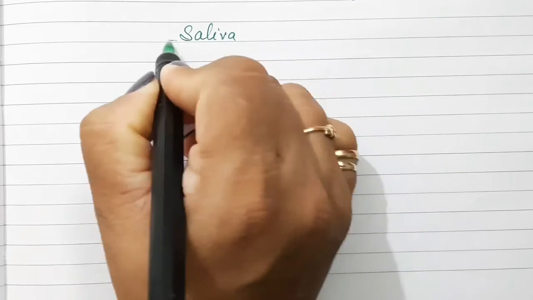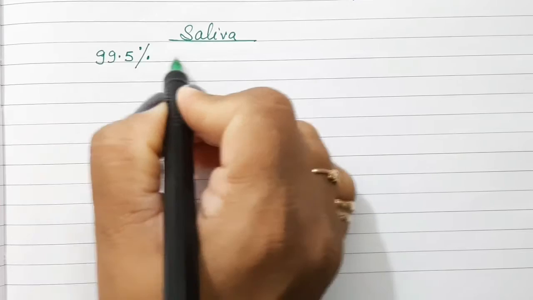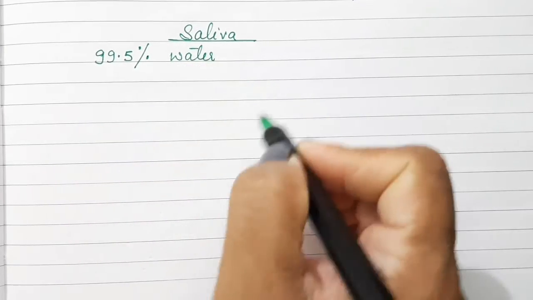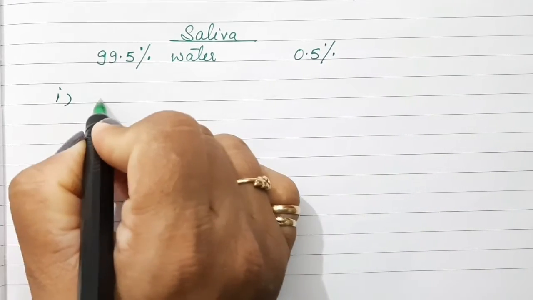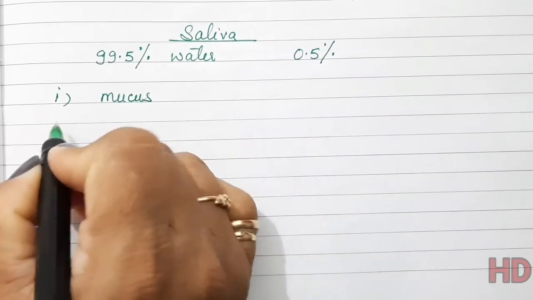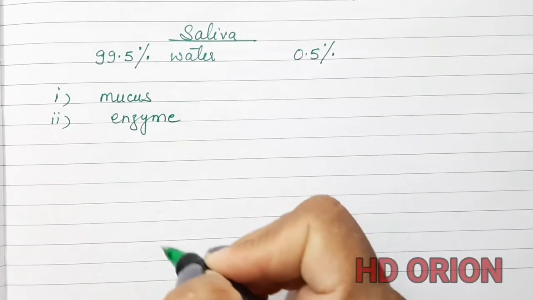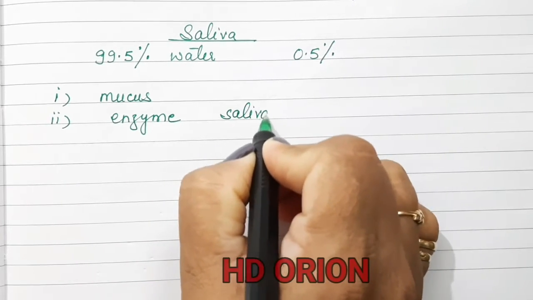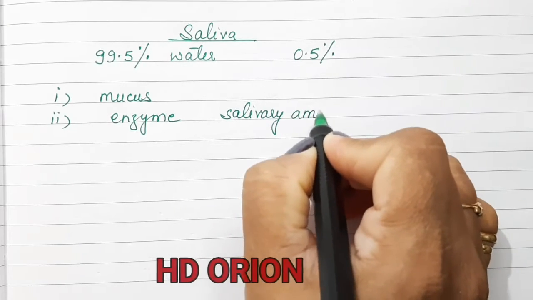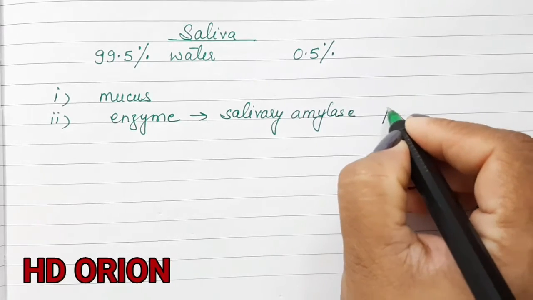Now let us see the composition of saliva. Saliva is 99.5% water. The other 0.5% constitutes mucus and the enzyme. The enzyme that is present in the saliva is known as salivary amylase. It has its older name also, which is known as ptyalin.